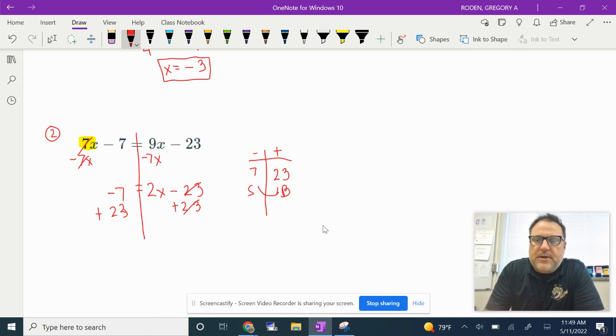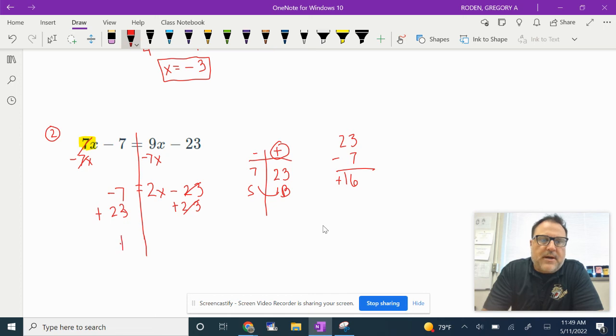So 23 minus 7. What's 23 minus 7? If I do my math right, it's 16. And since the bigger one is positive, it's going to be a positive 16. So now what do I have here?